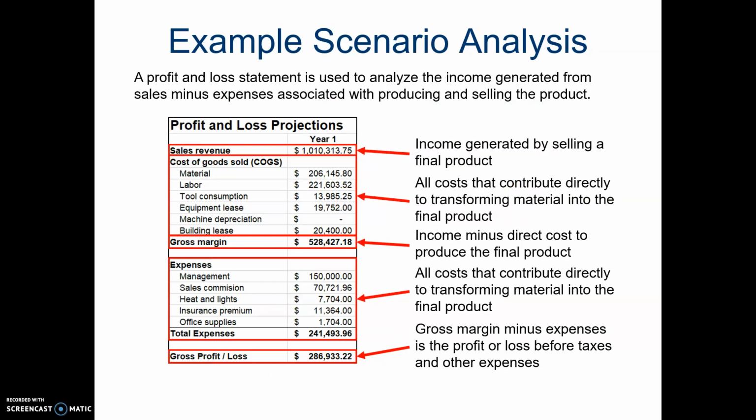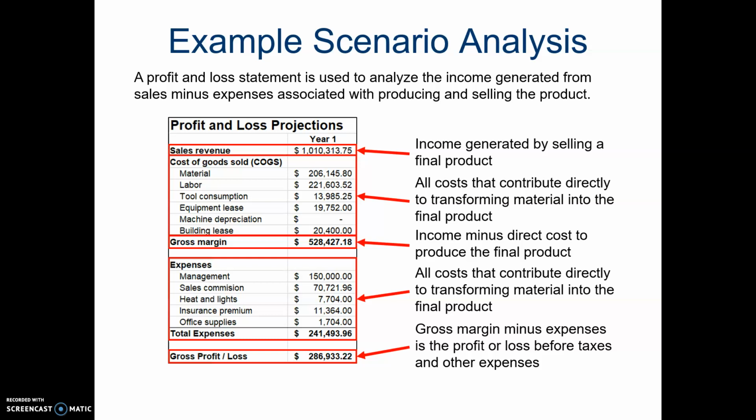A profit and loss statement is used to analyze the income generated from sales minus expenses associated with producing and selling the product. This is kind of the bottom line. You need to make sure that you have a gross profit and not a gross loss. And so you can look over these. There's sales revenue of over $1 million. And then you can see what the cost of everything was, the cost of goods sold. So you can see the gross margin there. That's the revenue minus all of those expenses.